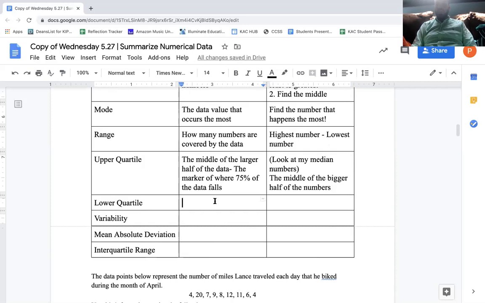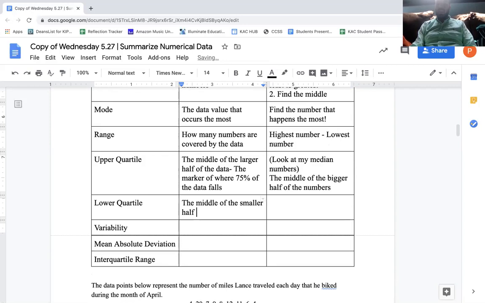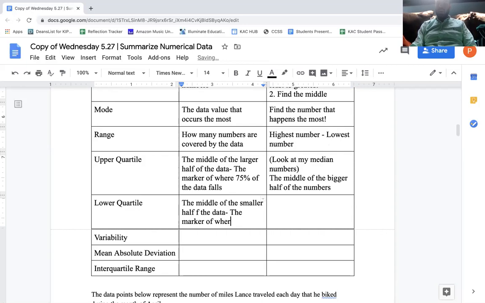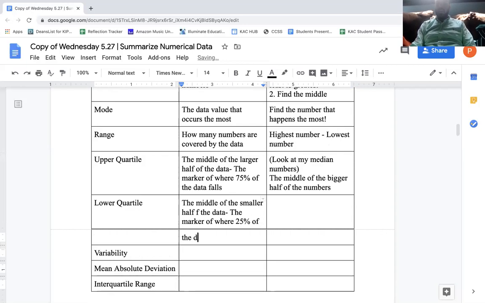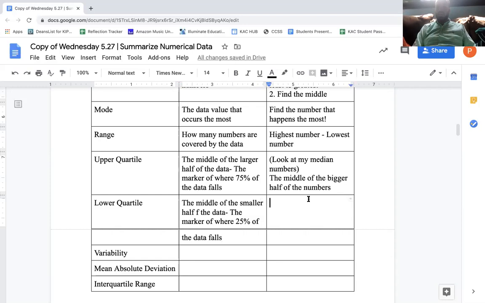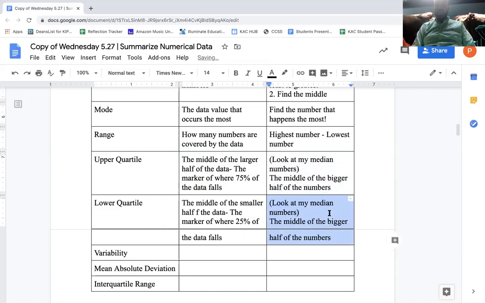Lower quartile is the middle of the smaller half of the data. And this one is the marker of where 25% of the data falls. Remember that 25% of the data falls below the lower quartile, where 75% would occur above. I'm going to do the exact same thing. I'm going to look at my median numbers, and this time I'm going to find the middle of the smaller half of the numbers.